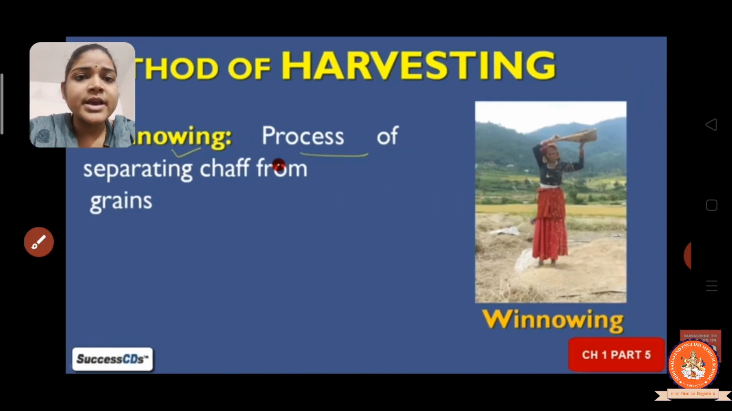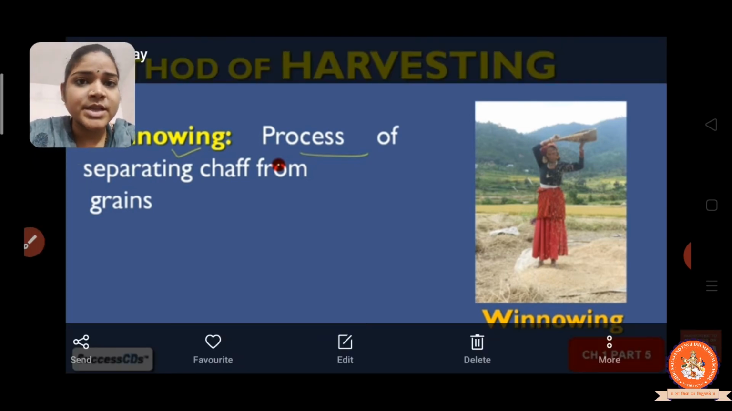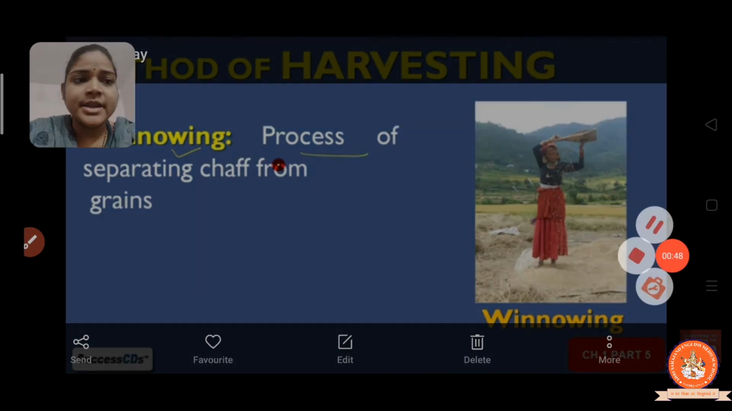Now the next we have is winnowing. It is the process of separating chaff from the grain. So what is the meaning of chaff? Chaff means the outer cover of the grain, right? Here the lady is trying to separate the chaff from the grain. So these are the methods of harvesting.